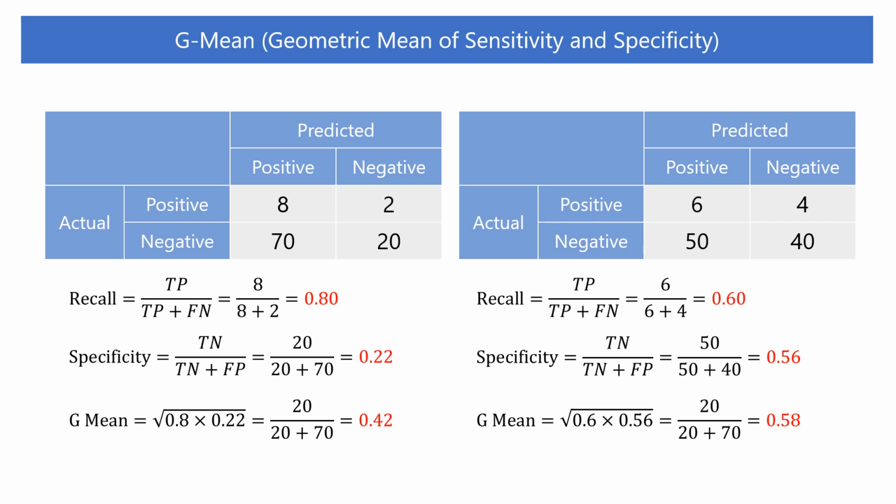In the second example, both recall and specificity are moderate, 0.6 and 0.56, respectively. In this case, G-mean is 0.58, higher than the first example. It means that, compared to the first model, the second model's prediction performance is more balanced for both positives and negatives. So, in terms of G-mean, the second model performs better than the first model.